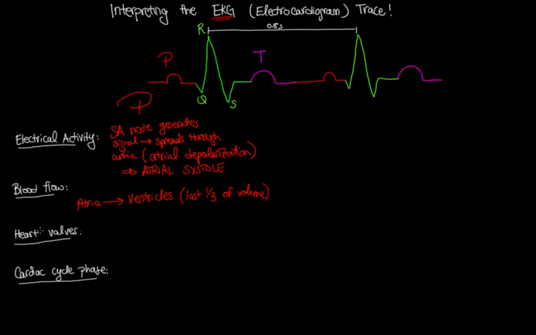And so next up, let's look at the heart valves. So if you remember a little bit from the heart anatomy video, when the blood is moving from atria into ventricles, the valves that are between the atria and the ventricles will need to be open in order to allow blood to pass. And this means that your atrioventricular valves, bicuspid or mitral, and the tricuspid valves are open.